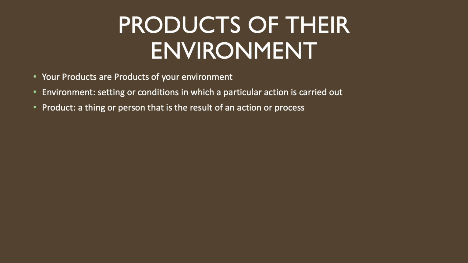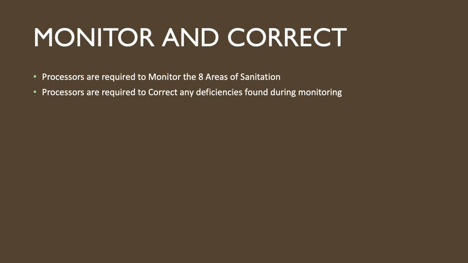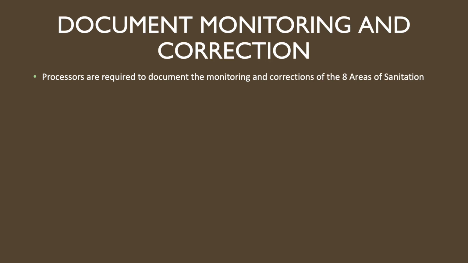The 8 areas of sanitation need to be in compliance with 21 CFR 117 subpart B. Exclusion of pests is one of the 8 areas of sanitation. Processors are required to monitor the 8 areas of sanitation. Processors are required to correct any deficiencies found during monitoring. Processors are required to document the monitoring and corrections of the 8 areas of sanitation.